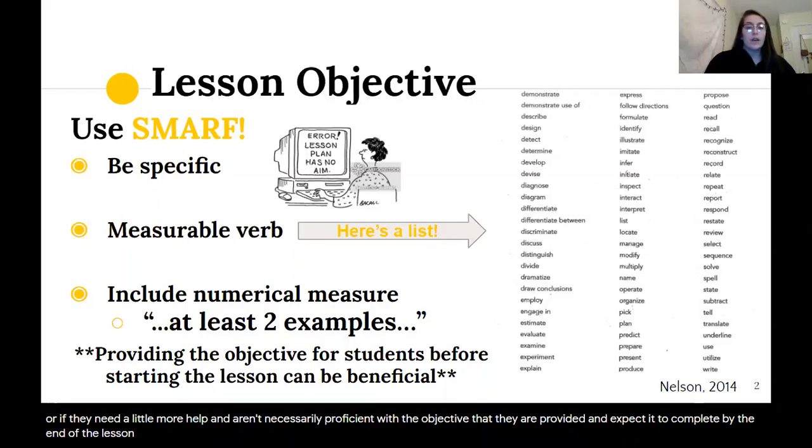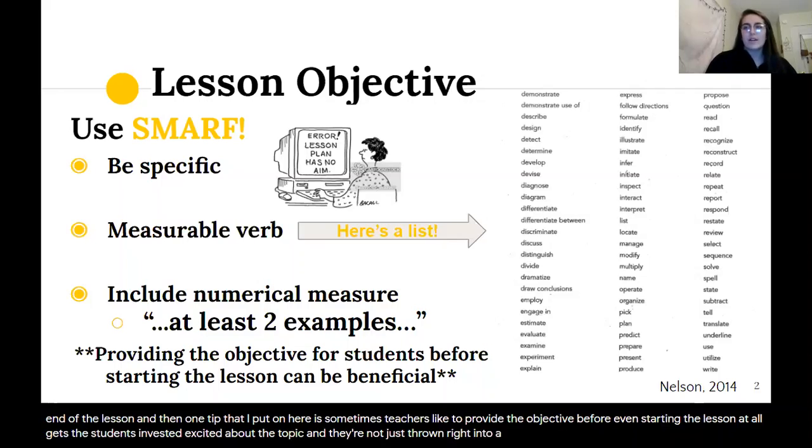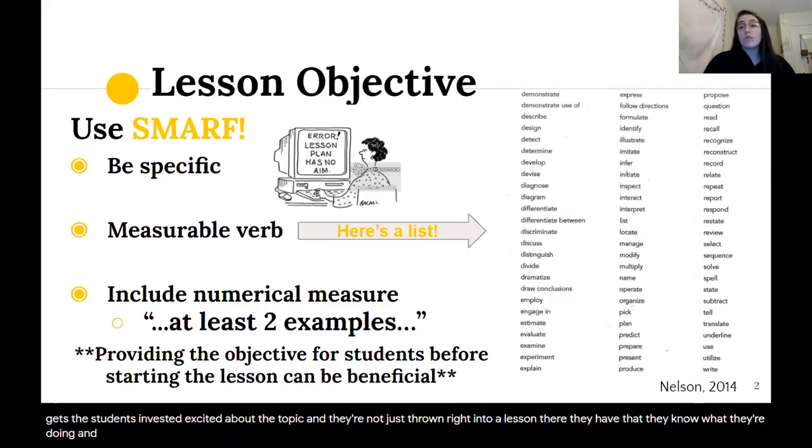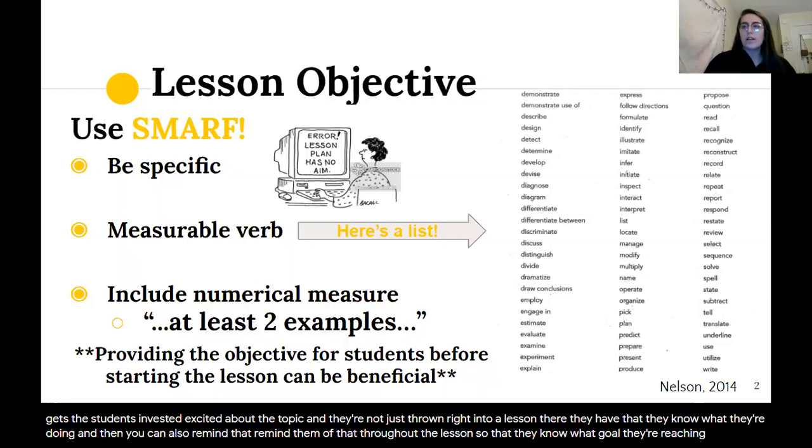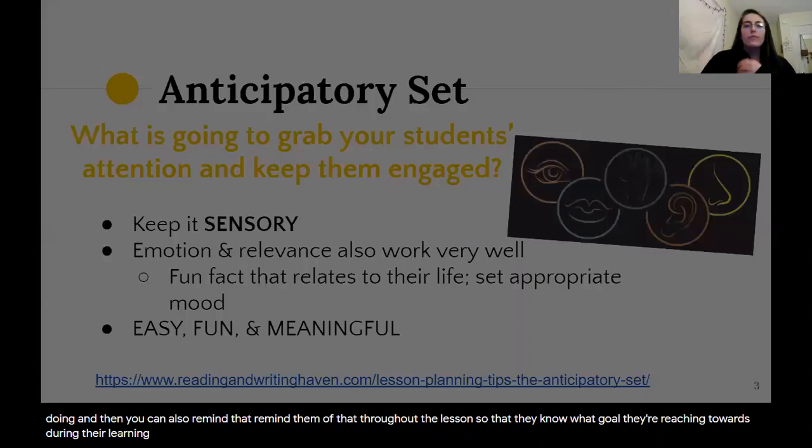And then one tip that I put on here is sometimes teachers like to provide the objective before even starting the lesson at all. It gets the students invested, excited about the topic, and they're not just thrown right into a lesson. They have a little bit of prefacing so that they know what they're doing, and then you can also remind them of that throughout the lesson so that they know what goal they're reaching towards during their learning.